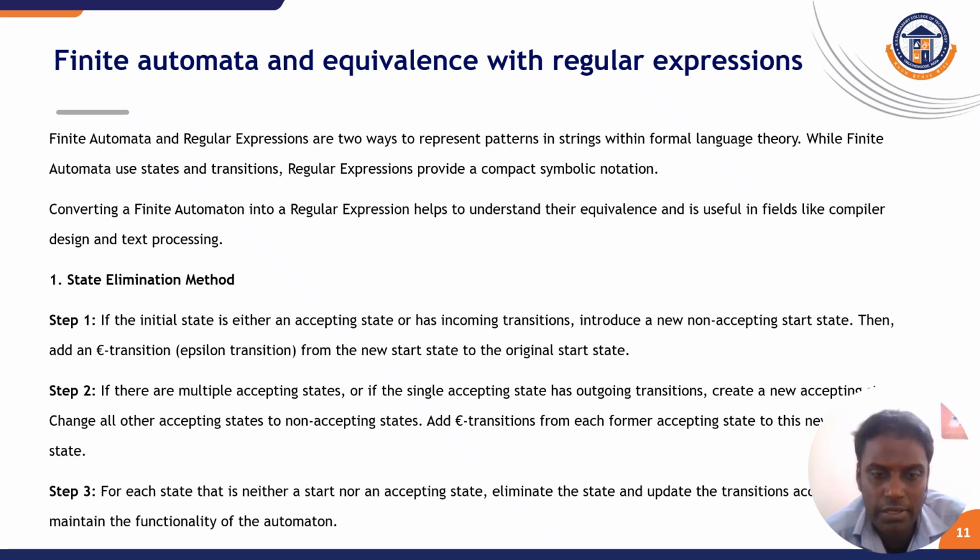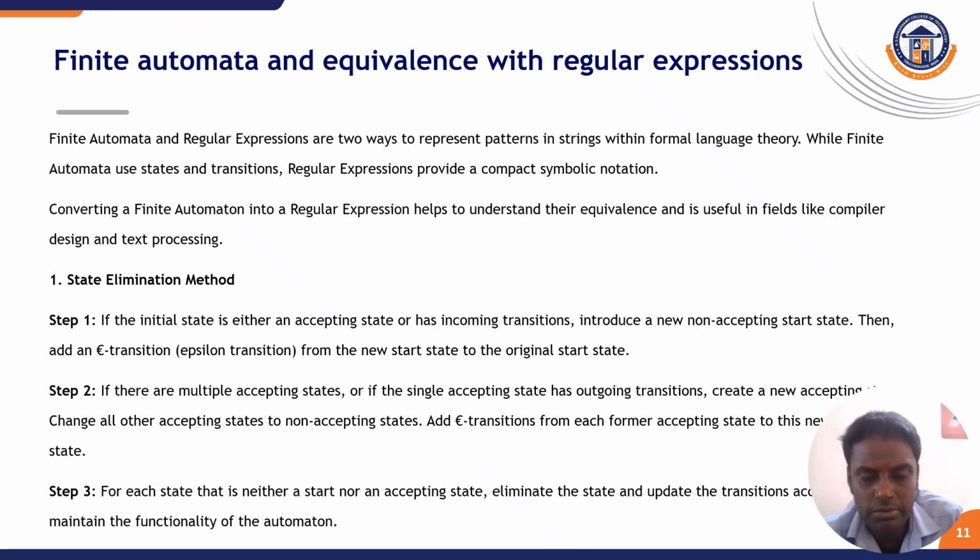If the initial state is an accepting state or has an incoming transition, introduce a new non-accepting start state. That means the start state will be replaced by a new non-accepting state, and then add epsilon transitions from the new start state to the original start state. If there are multiple accepting states, or if a single accepting state has outgoing transitions, create a new accepting state and change all other accepting states to non-accepting states. Add an epsilon transition from each former accepting state to the new accepting state. So it states that both the initial state and final state will be formally replaced, or it can be started from a new state.